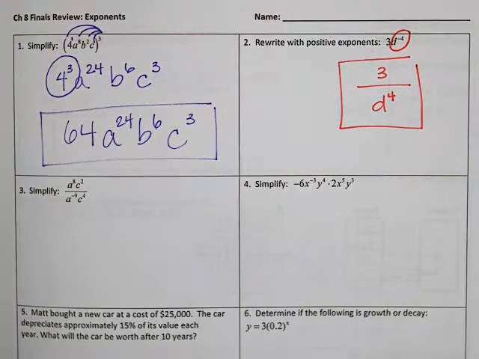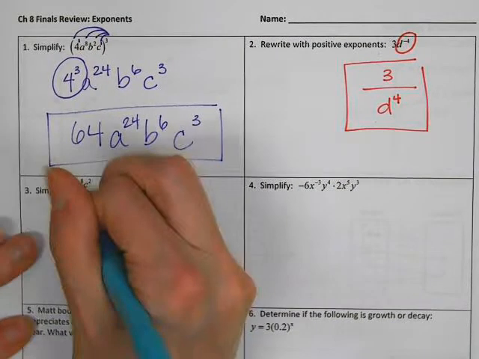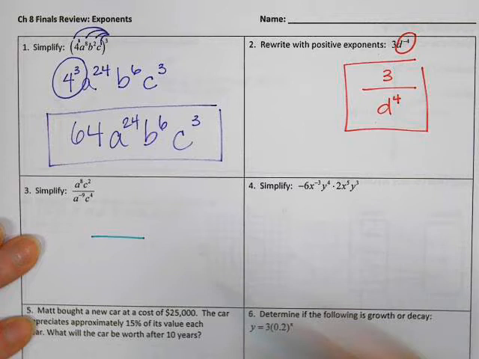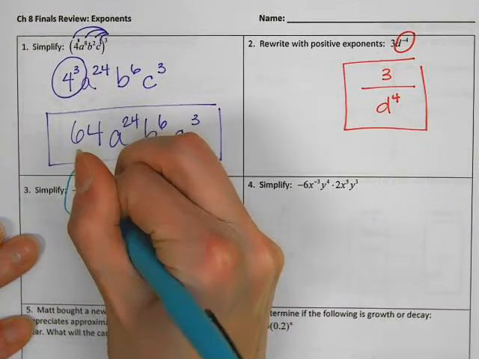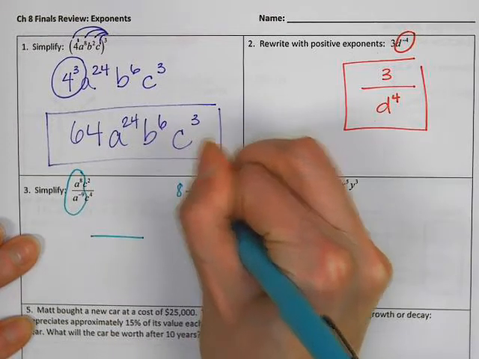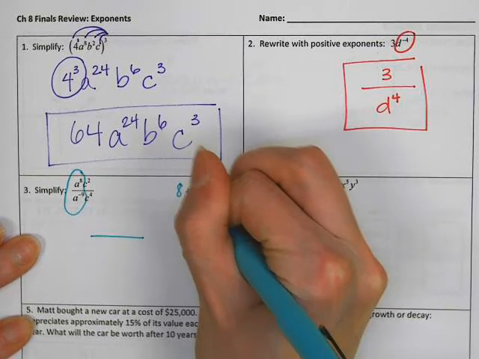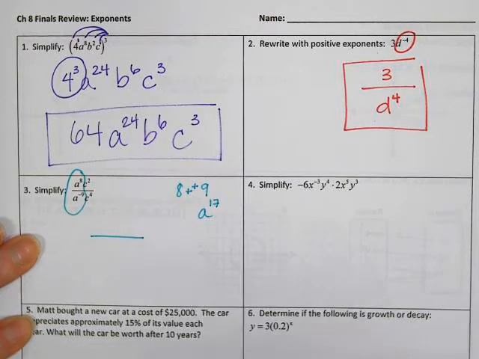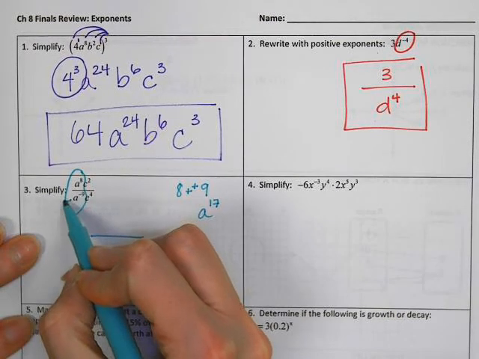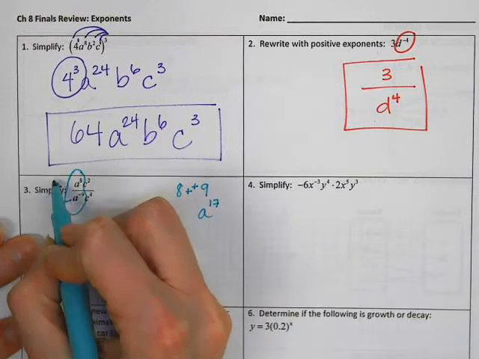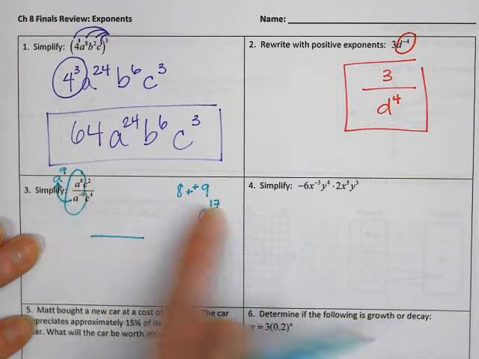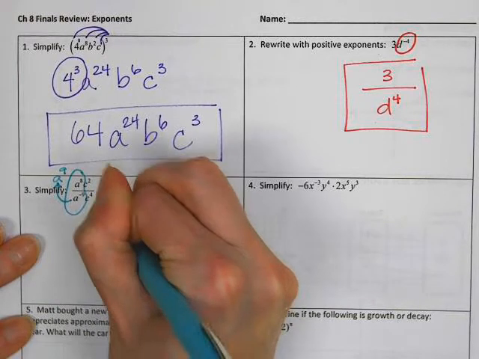Okay, number 3. When you divide same bases, you subtract. But there's also another way to do it. So you could do 8 minus a negative 9, but minus a negative becomes plus, so that becomes a to the 17th. Another way is bring the negative to the top and make it positive, and then you can add. But notice, either way you do it, you will get an a to the 17th.